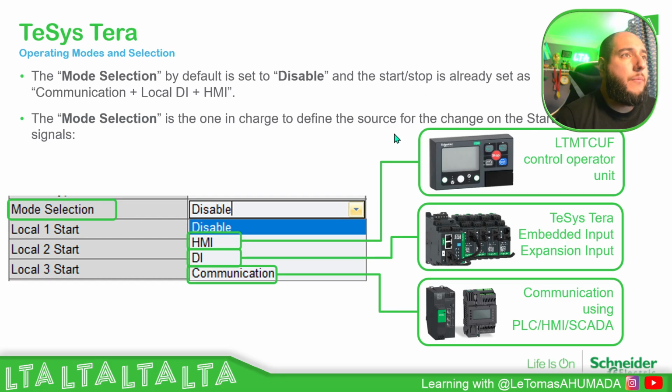On the mode selection inside the settings, here we have different modes for selection. We have the HMI, we have the IOs, and we have the communications. In this video, I'm going to focus only on the digital IOs, because otherwise it's going to be too much. So what we need to do is select the mode selection as a DI. The DI will swap the different local start and local stop that we have.